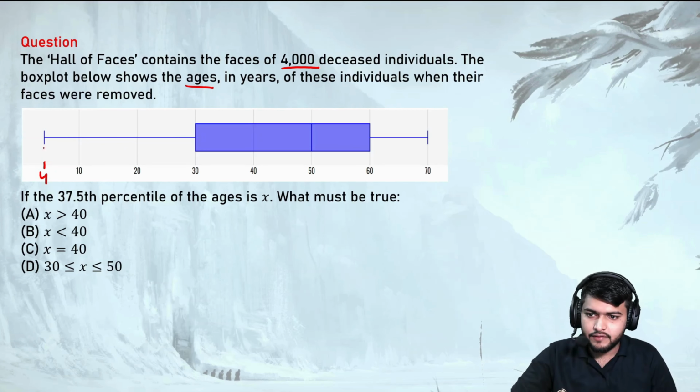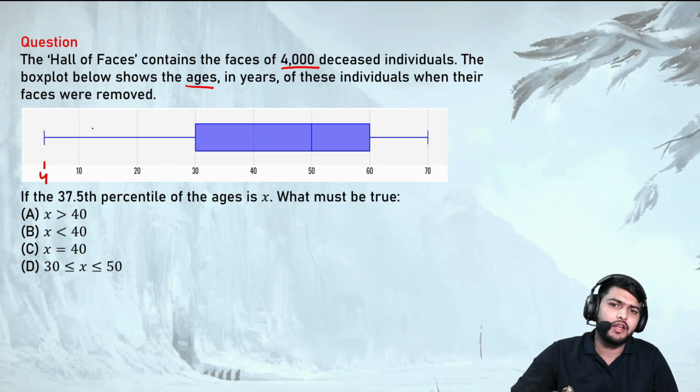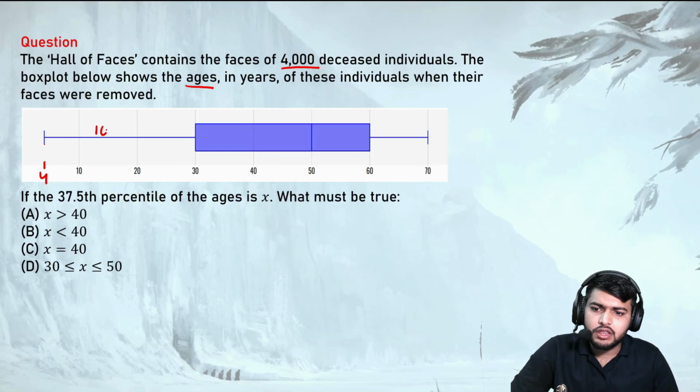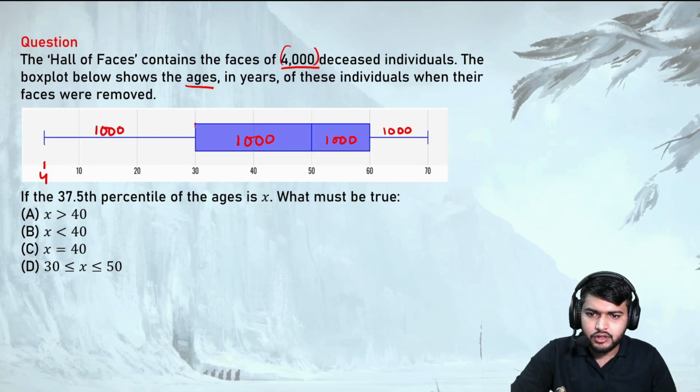So it means if this is 4, between 4 to 30 years, there are 25% of the individuals, or 1,000 individuals, or 1,000 faces, because 25% of 4,000 is 1,000. Similarly, in this region, second region, there are 1,000 faces. Here there are 1,000 faces. In the last region also there are 1,000 faces. Now we know this line is quartile 1, which will be 25th percentile. This line is the 50th percentile line. Similarly, this is 75th percentile line.